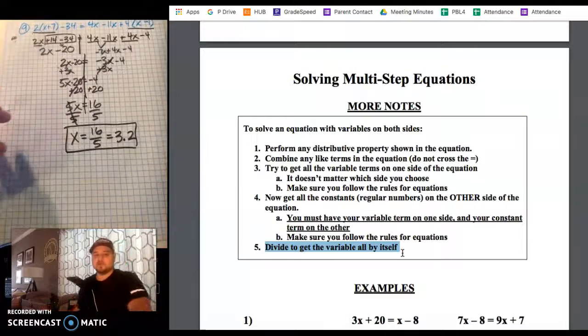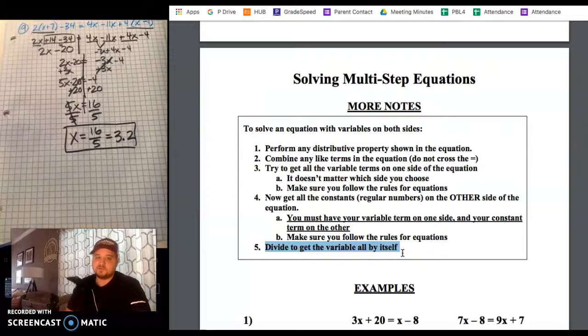All 5 of our steps in one problem. You won't have a whole lot where you have to do all 5 steps.